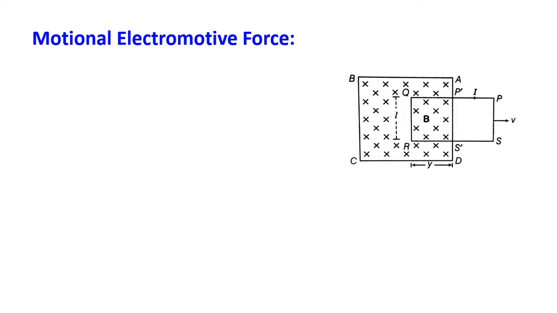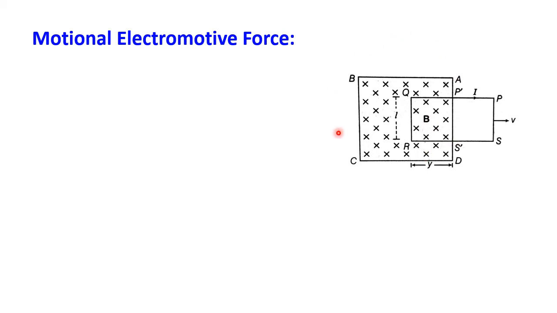To analyze this one, just consider one diagram. Before going to analyze the diagram, what is the topic actually? That is there clearly in the heading: motional. If something is moving, then electromotive force will develop. That means if a conductor is moving in a magnetic field, definitely there is an electromotive force in the conductor. For that purpose, consider A, B, C, D, an area where a uniform magnetic field B is there.